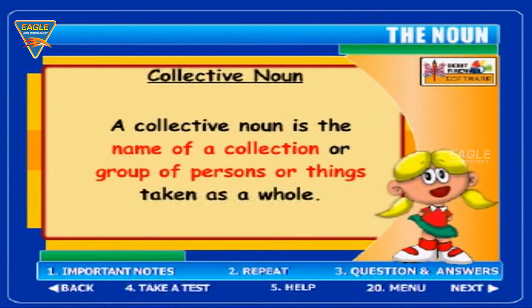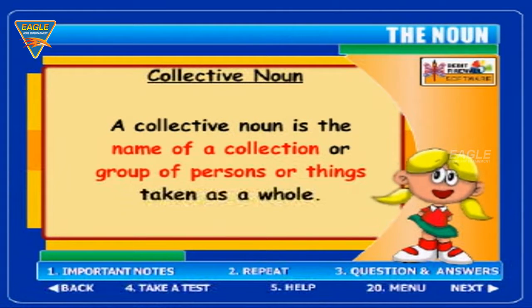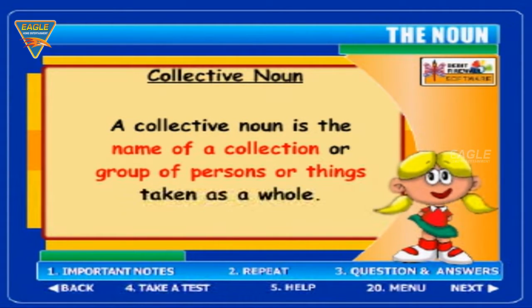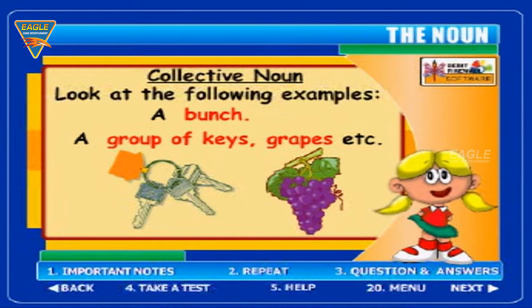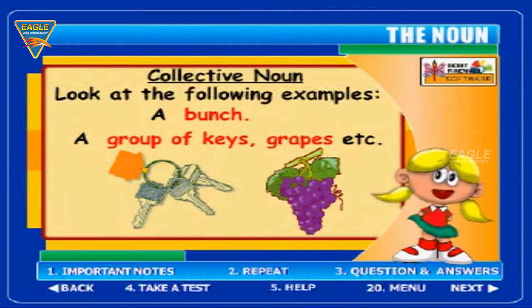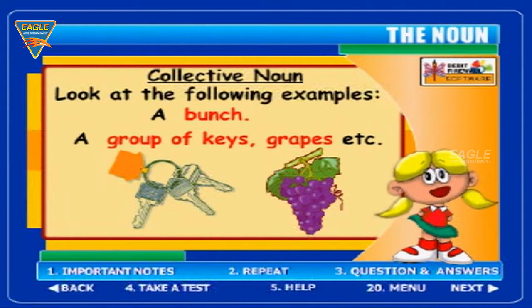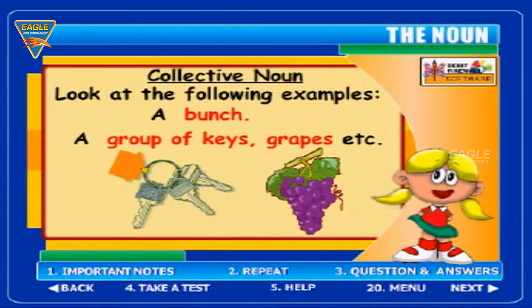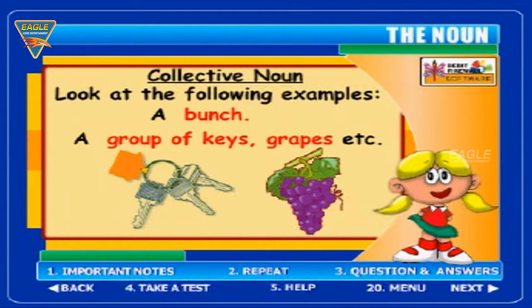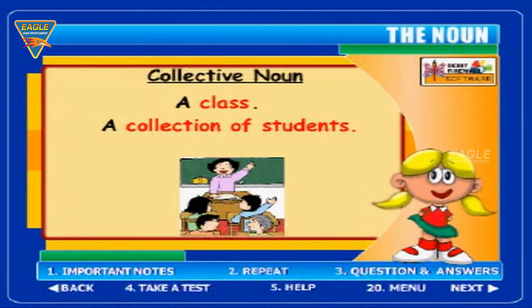Collective noun. A collective noun is the name of a collection or group of persons or things taken as a whole. Look at the following examples. A bunch: a group of keys, grapes, etc. A class: a collection of students.